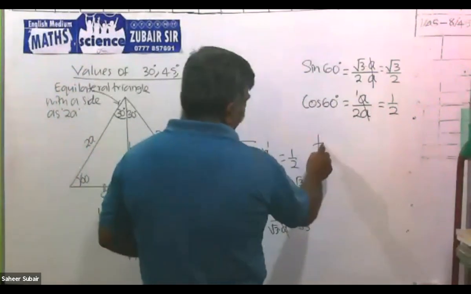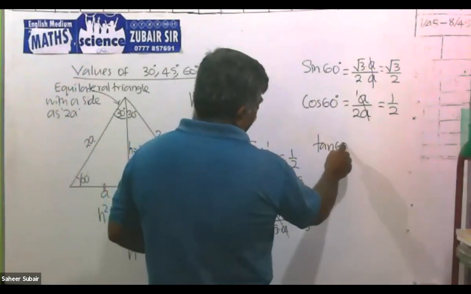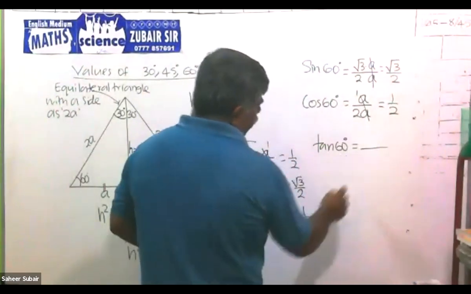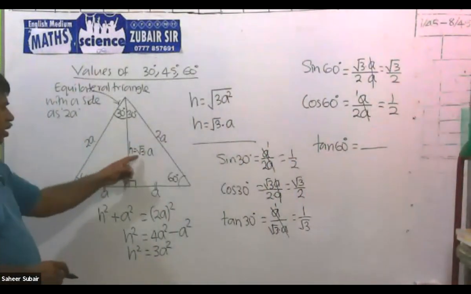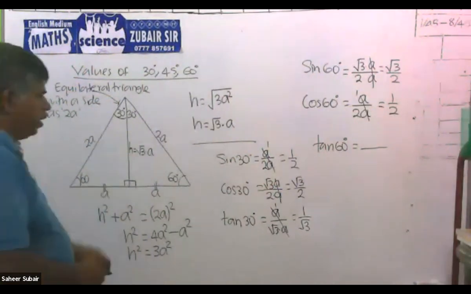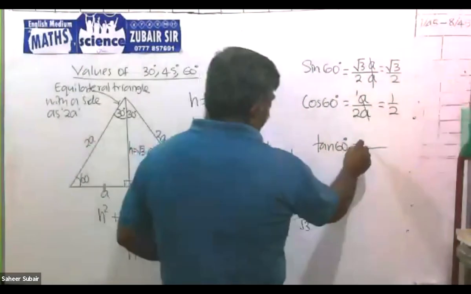Then we have to find what is tan 60. What is tan 60? Opposite over adjacent. So what is the opposite for 60? Opposite is root 3A.